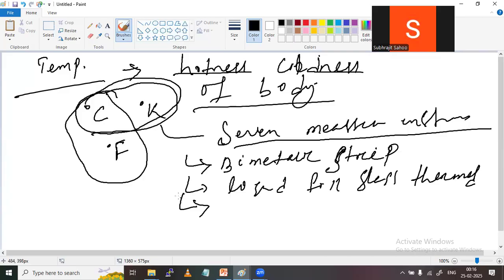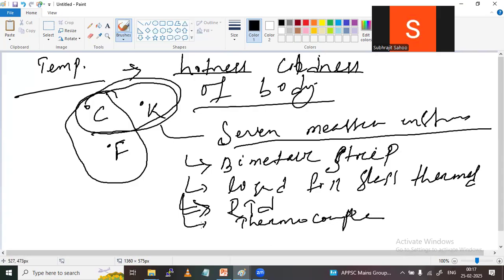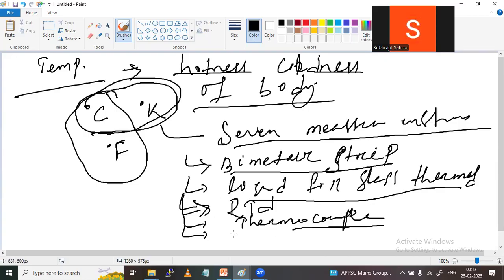Next one we are going to study is RTD, resistance temperature detectors. Next is the thermocouple. These are a little bit advanced; I mean, RTD and thermocouple are not purely mechanical. The bimetallic strip and liquid filled glass thermometers are purely mechanical. Next one is pyrometers. Again, pyrometer classification is there: optical pyrometers and electrical pyrometers. All these things in detail we are going to study in this video, right?